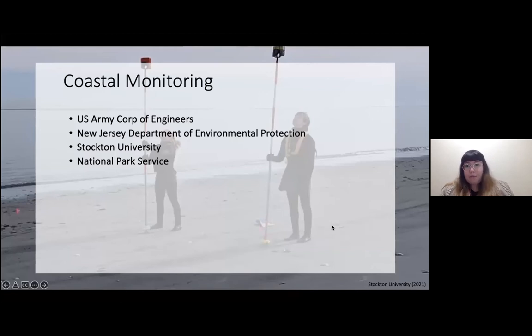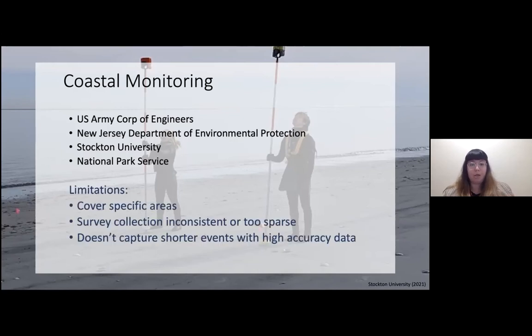And so all of these things, of course, need to be understood. The effects that storms and flooding have on the area. And so that's why there are coastal monitoring programs in place to help with management. Some of these key players in the state of New Jersey include the U.S. Army Corps of Engineers, the New Jersey Department of Environmental Protection, Stockton University, and the National Park Service. However, there are some limitations to these groups, even though they do great monitoring work.